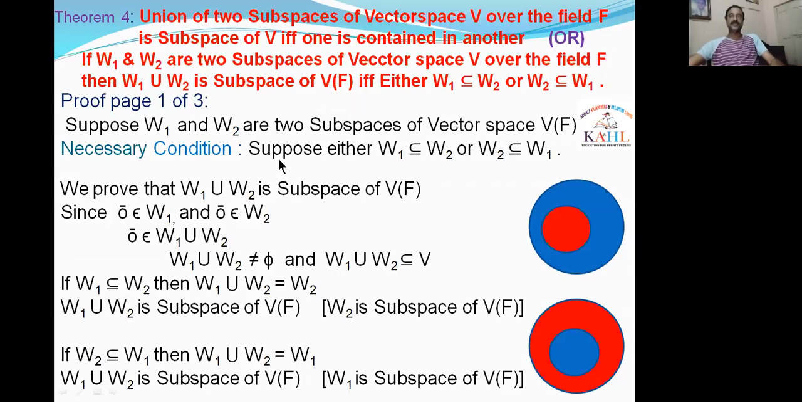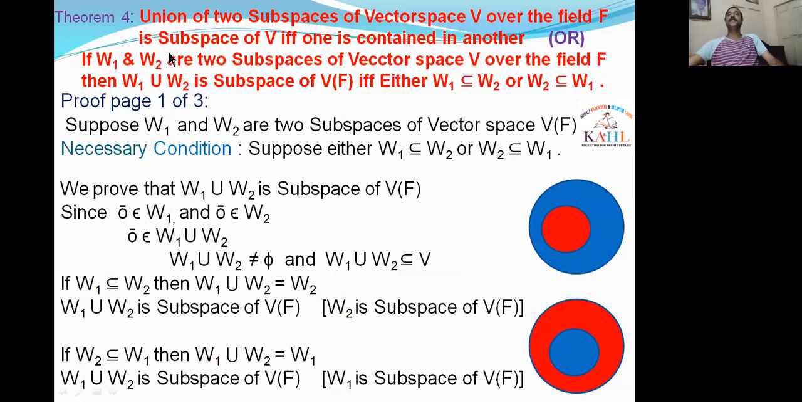Necessary condition. I am taking right to left. That is, the necessary condition is either W1 is contained in W2 or W2 is contained in W1. Suppose I am taking that either W1 is contained in W2 or W2 is contained in W1. We want to prove this one, that is, W1 union W2 is a subspace of V over F. We prove that W1 union W2 is a subspace of V over F.